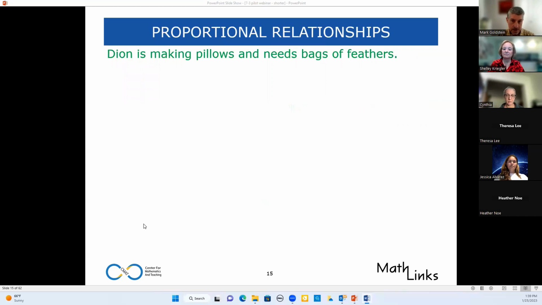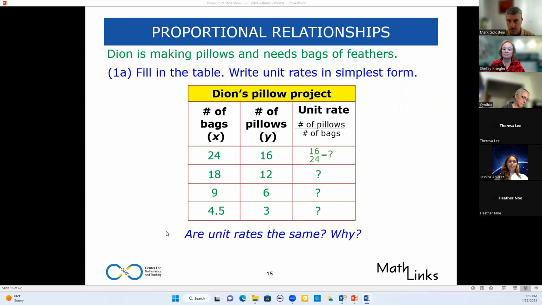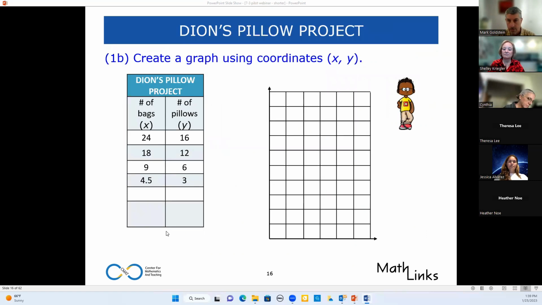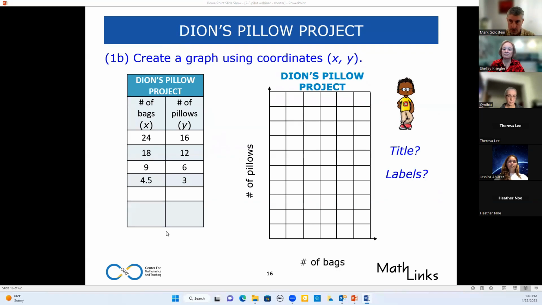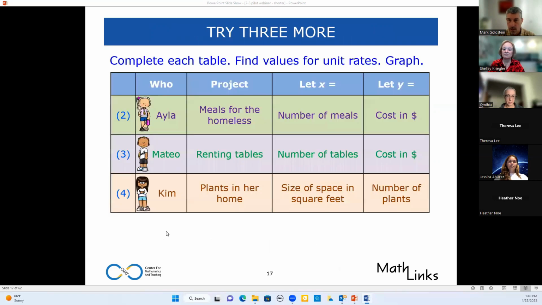Here we see a context. Students fill in a table, and they're paying close attention to the unit rates. And then here we revisit some graphing, and we're making another connection to unit rate. And then students do some similar exploration with other contexts that they're given.